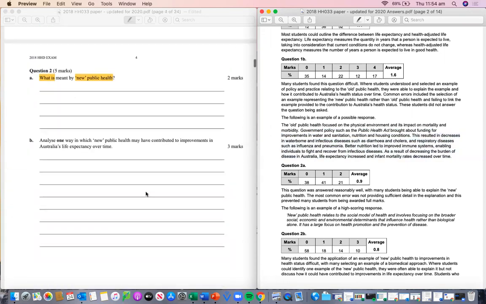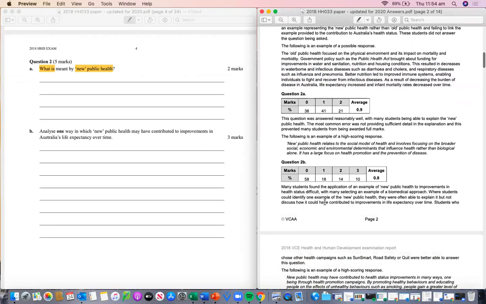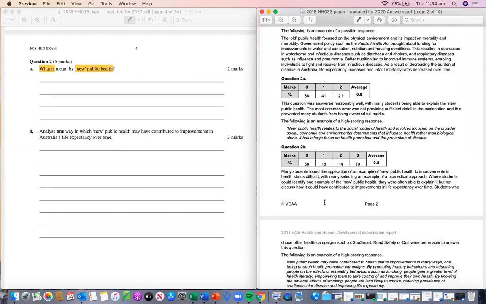Question 2. And again, obviously you can see here, I've only just started deconstructing this question. What is meant by new public health? Pretty simple here. What is meant by new public health? Or what is new public health is what I'm sort of going at here. So again, the average mark was around 1. So it wasn't particularly answered correctly. A lot of people obviously struggled in this area.